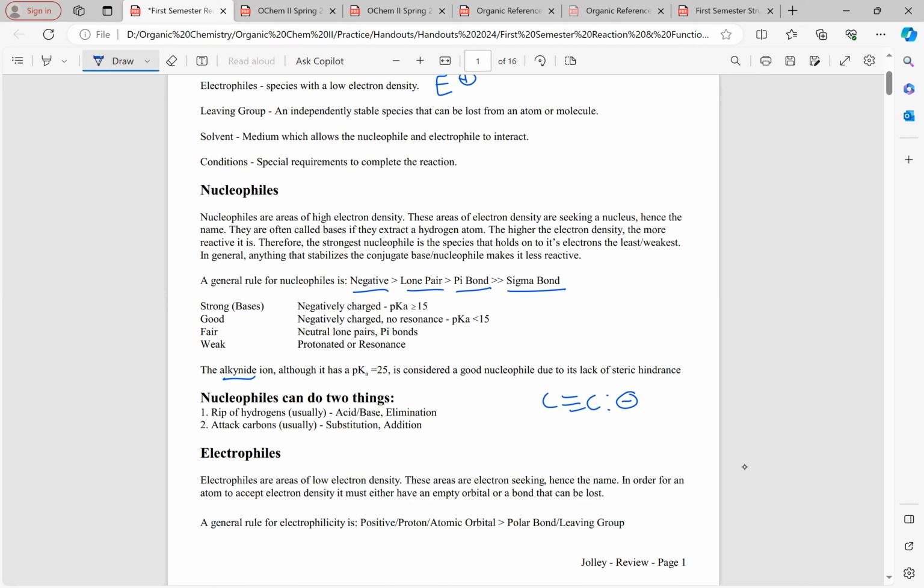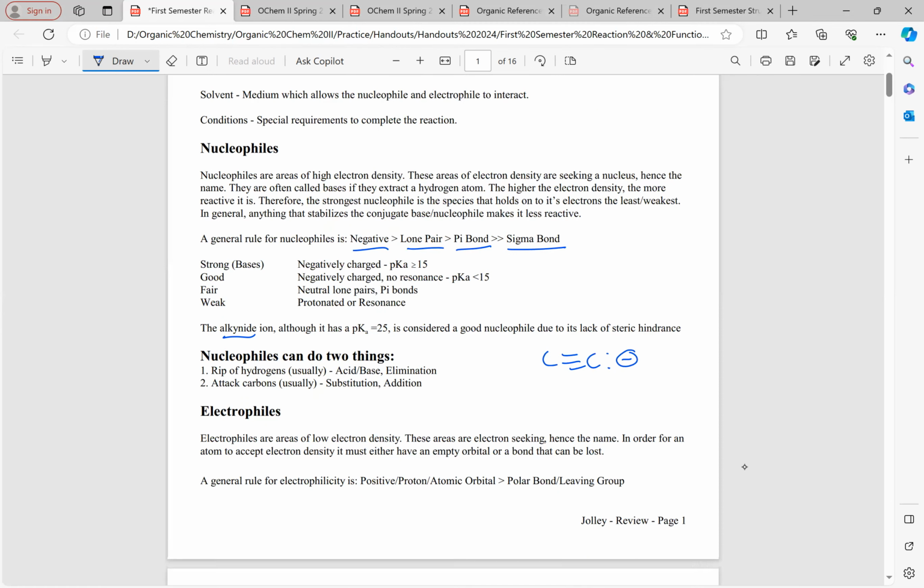All right, my little mantra. Nucleophiles can do two things. They may rip off, usually hydrogens, or they may attack, usually carbons. So that's going to lead us to the types of reactions. If they're ripping off hydrogens, that's going to be some kind of acid base. It's either protonating, it's deprotonating, something along those lines, or it's eliminating. If it's attacking carbons, then it is substituting or adding.